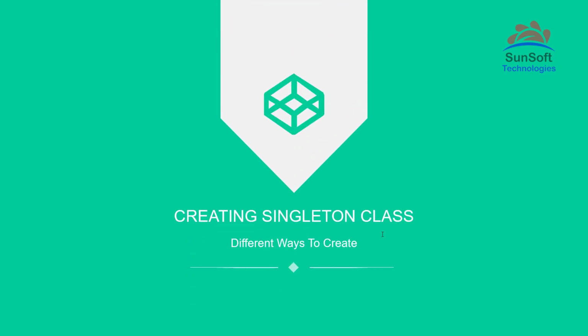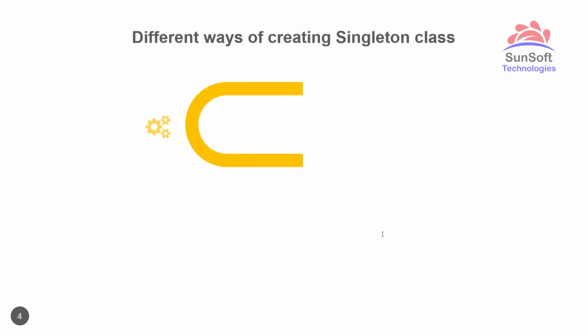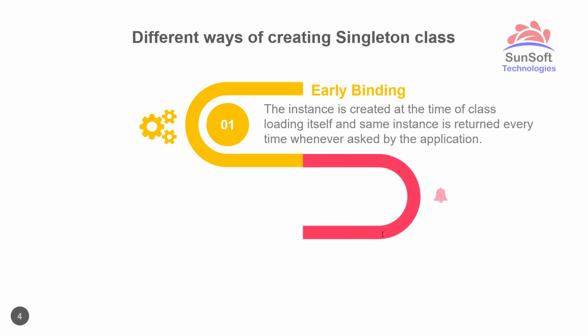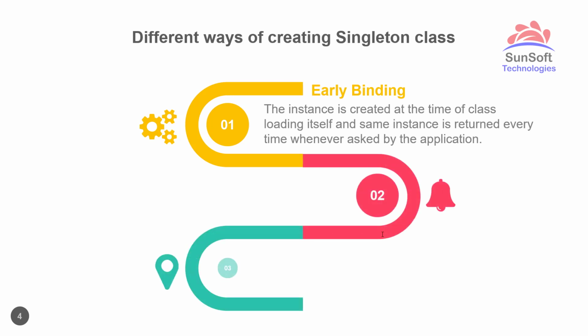Then, creating Singleton classes. We have different ways to create a Singleton class. Let's find out about them. The first way of creating a Singleton class is called early binding. In this case, the instance of the class will be created initially itself at the time of loading of that class, and whenever any requirement comes from the application, the same instance is returned every time.